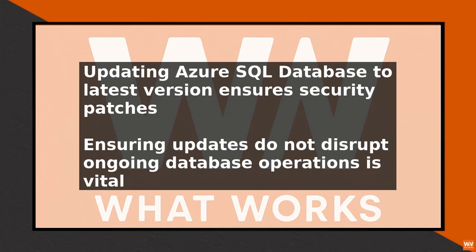In addition to patching the Active Directory authentication, it is also essential to configure the firewall rules to allow incoming traffic from the Azure Active Directory. This can be done by navigating to the Azure SQL database firewall settings and adding a new rule to allow traffic from the Azure Active Directory IP address.